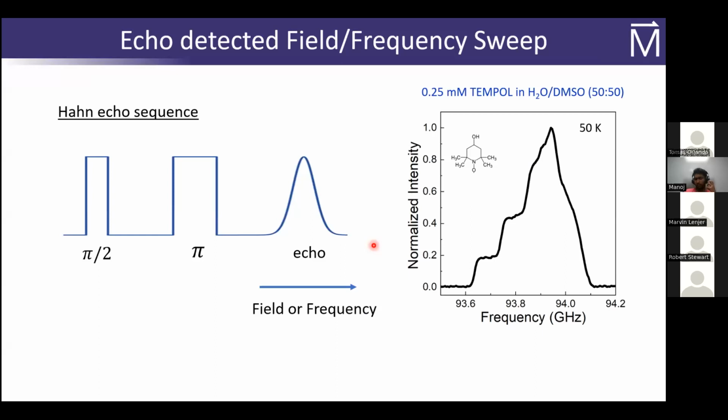Typically in pulse EPR, we can apply a Hahn echo sequence, which results in an echo, and then we sweep the field or the frequency to obtain an echo-detected field sweep or echo-detected frequency sweep. In this case, we did this Hahn echo sequence on a TEMPO sample, which is dissolved in an equal proportion of water and DMSO. And we chose the temperature at 50 Kelvin to have a reasonable spin-lattice relaxation time.